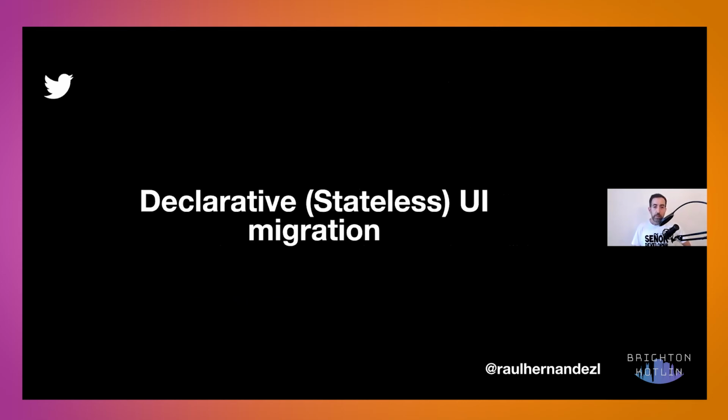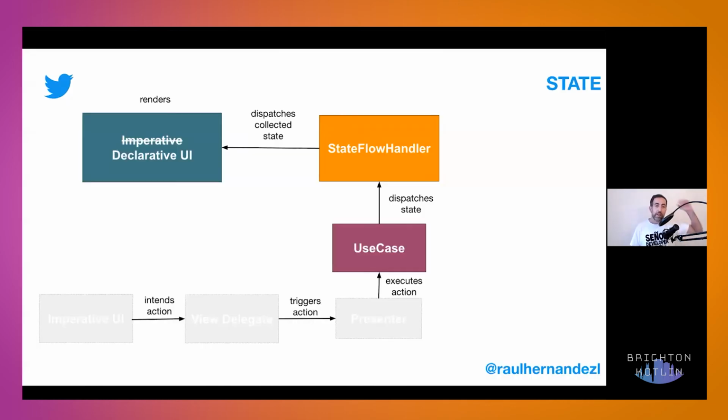So let's see what's the difference between that and the declarative stateless UI migration. Stateless because declarative UIs don't care about state. They care about rules and making the rules visible for you. And that means having a contract. And then that means a stateful handler dispatches a collected state, rendering those declarative UIs and making those ready for you.